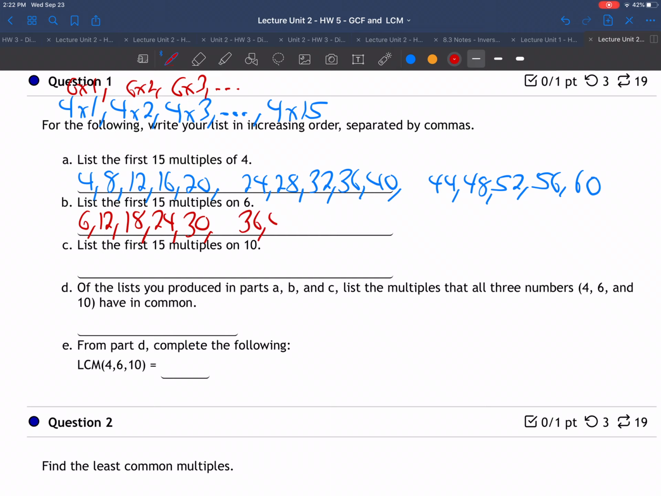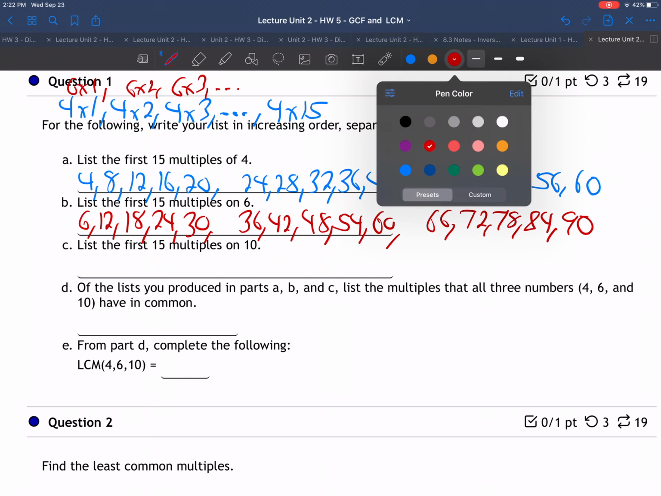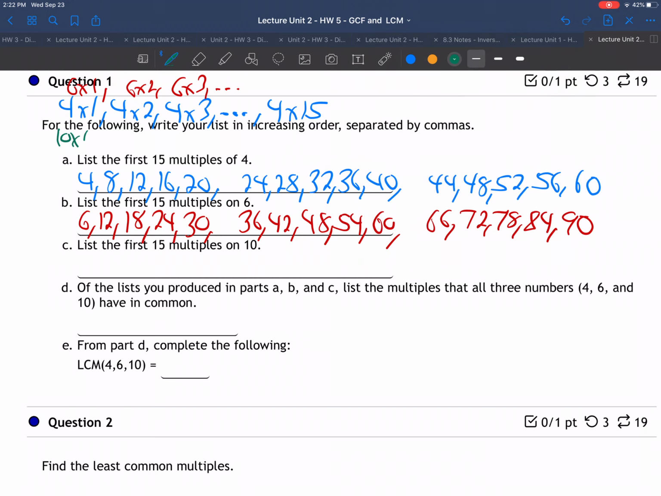It'll be 36, 42, 48, 54, 60, 66, 72, 78, 84, and 90. Okay, so there's the first 15, and now 10, one more. First 15 multiples of 10, so that's going to be 10 times 1, 10 times 2, 10 times 3, all the way to 10 times 15.